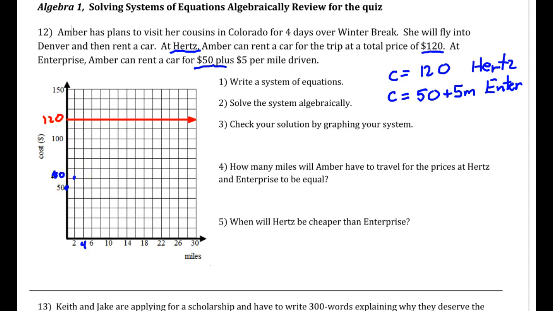Okay. Two miles, $5 a piece, $10 total. So now it costs 60. 4 miles will cost 70, and so on. So you can see this pattern forming here. There we go. So where do the companies both cost the same? It looks like 14 miles, they both cost $120.